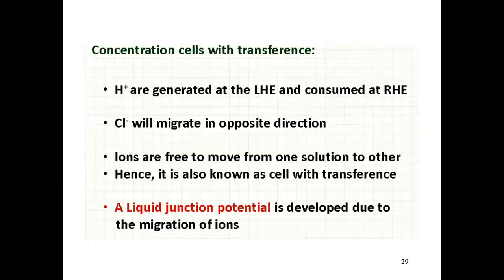So once this kind of cell operates, which is with transference, H ions are generated at the left hand electrode and consumed at the right hand electrode. Both H ion and Cl, since they are of opposite polarity, move in the opposite direction, right? And in this cell, your ions are in direct contact, hence they are free to move. That is why at the junction of these two half cells, a liquid junction potential is developed due to migration of ions. So we will discuss that.